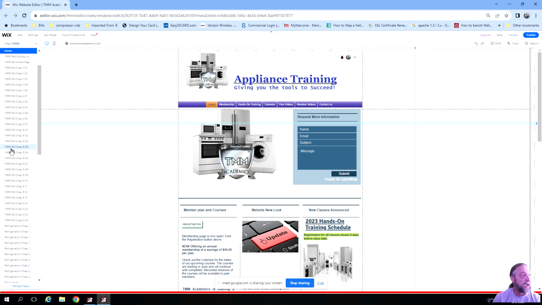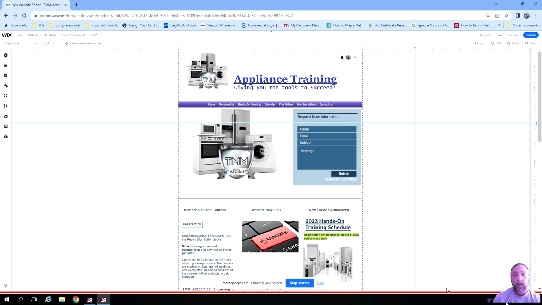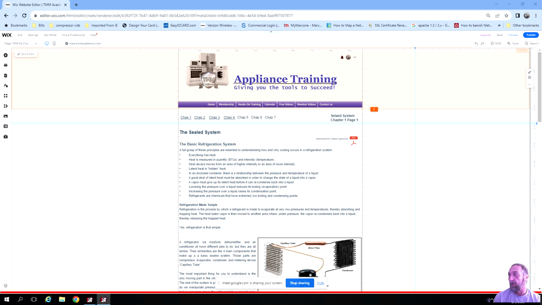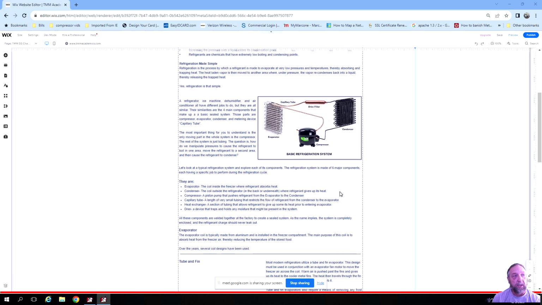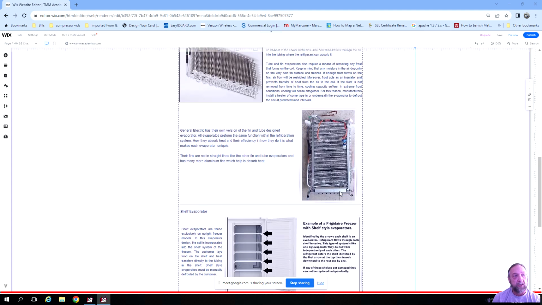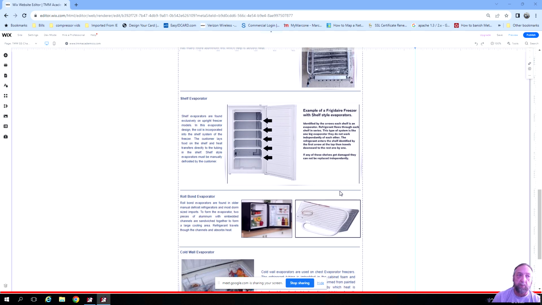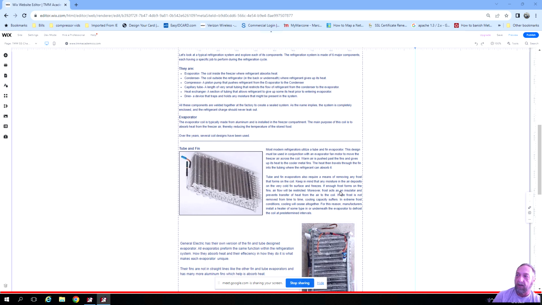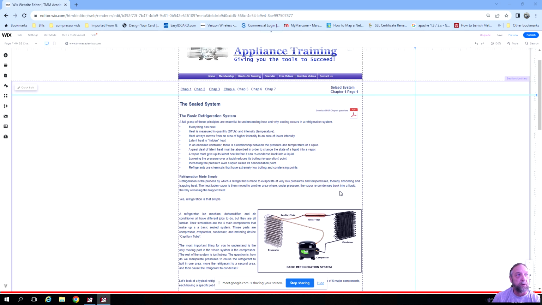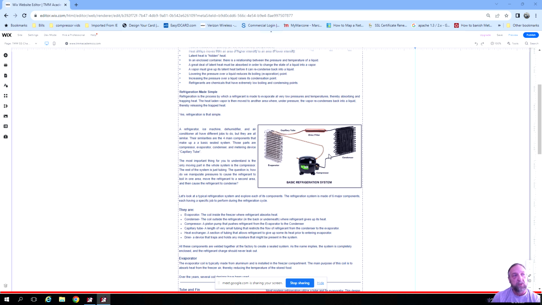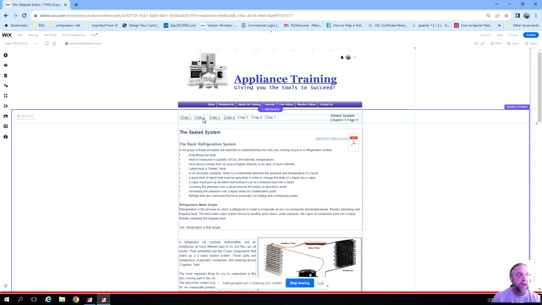But I do want to show you, if you look here on the site on the left-hand side, these are all chapters that I'm putting together for Sealed System Service. And I just want to show you guys some of the things that I'm doing with the Sealed System page. The first couple of pages starts off very simple, very basic. This is not going to be something that's way over your head. Chapter 1 is just about the sealed system, the components, and what each component does.